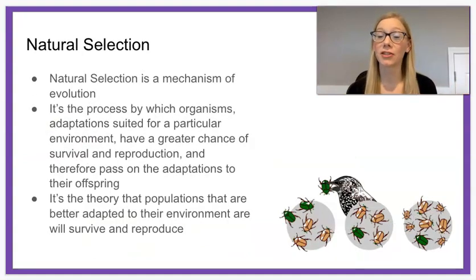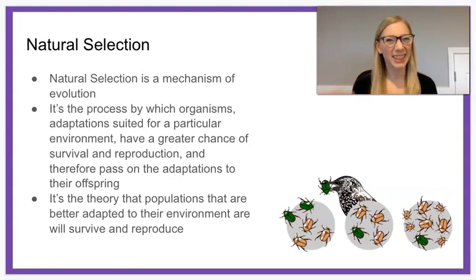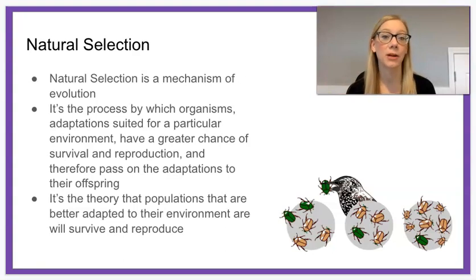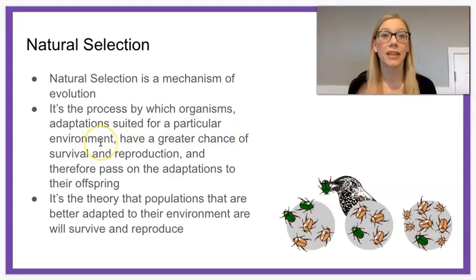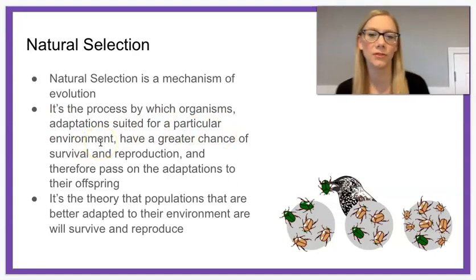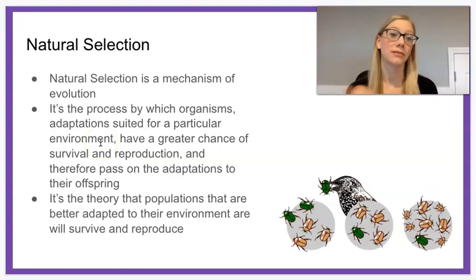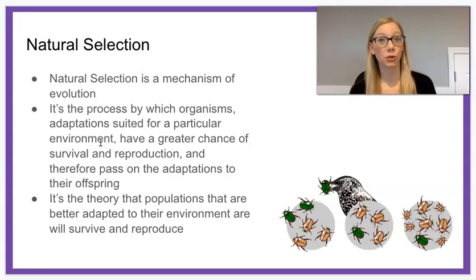So what's natural selection? Natural selection is the mechanism to explain evolution scientifically, right? Basically, it's what we think based on science is causing these changes over time. It's the process by which organisms with adaptations suited for a particular environment, or better suited for that environment, have a greater chance of survival and reproduction. And therefore they pass on the adaptations that they have onto their offspring. And so we start to see those particular traits become more prominent in the offspring.